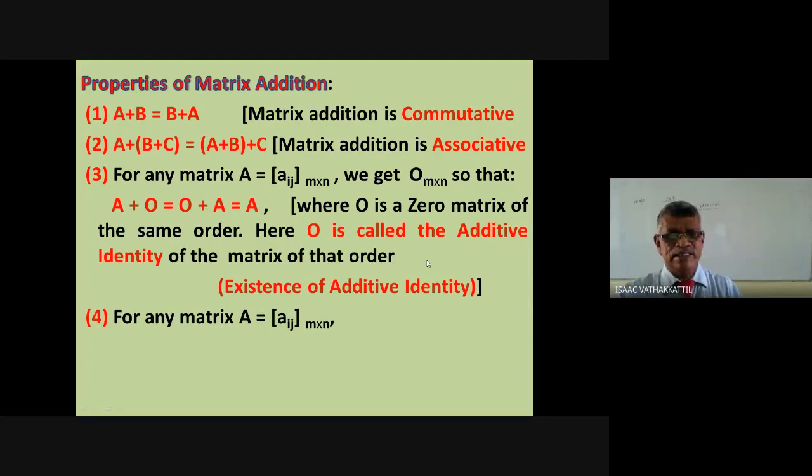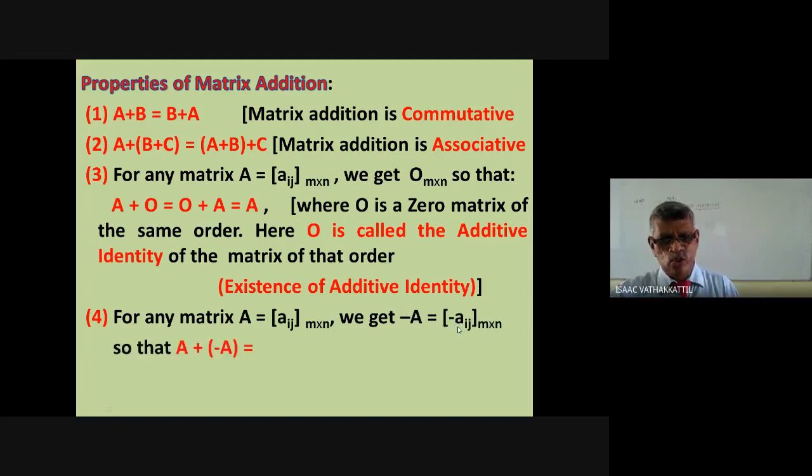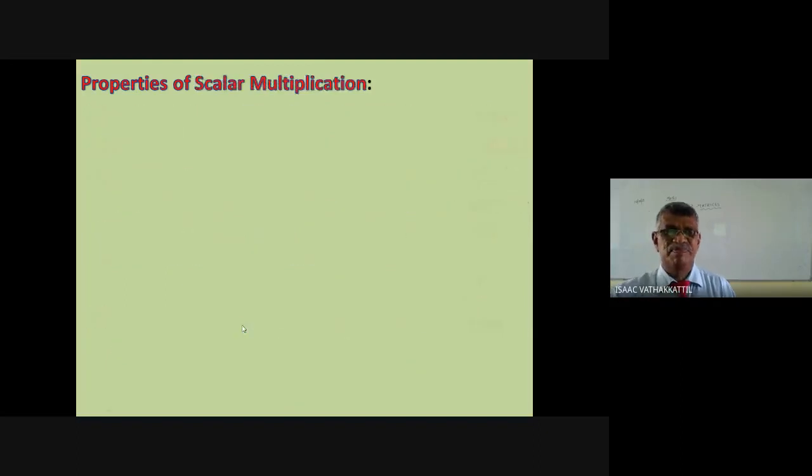Further, for any matrix A equal to [Aij], we get minus A. You know what is minus A? It is [minus Aij], so that A plus minus A is the zero matrix. That is, minus A plus A is the zero matrix. This is actually the existence of additive inverse. The additive inverse of matrix A is minus A.